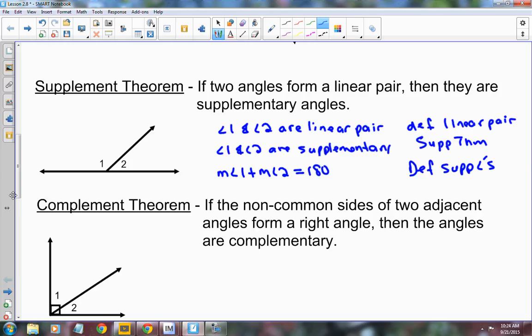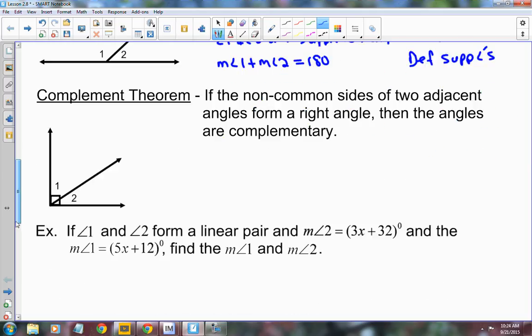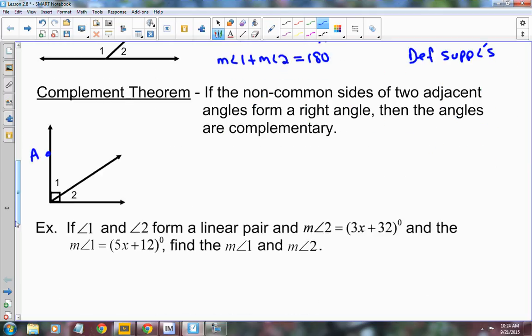We have the complement theorem also, which basically is the same thing. I'm going to name this angle A, B, C. It says if the non-common sides of two adjacent angles form a right angle, then the angles are complementary. So let's say that you were given that angle ABC is a right angle. Okay, let's say you were given that. And then you look and you see that 1 and 2 make up that angle ABC. You could say that angle 1 and angle 2 are complementary, and that's by the complement theorem.